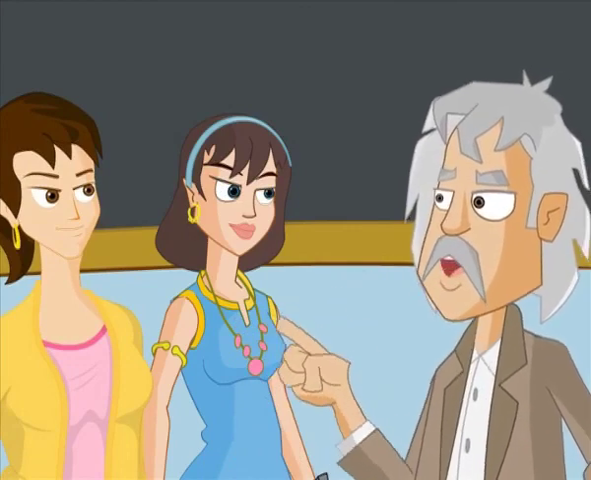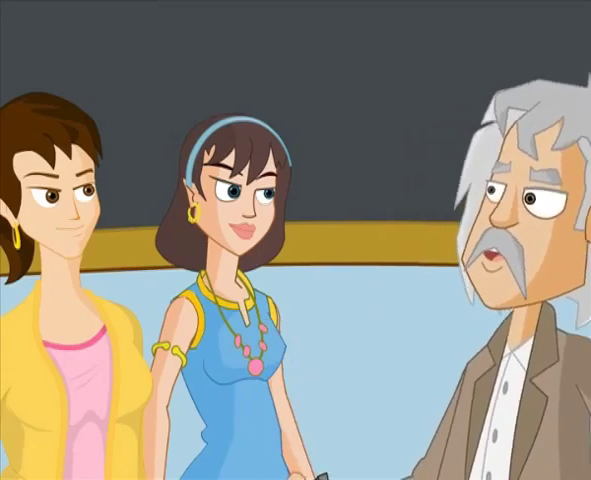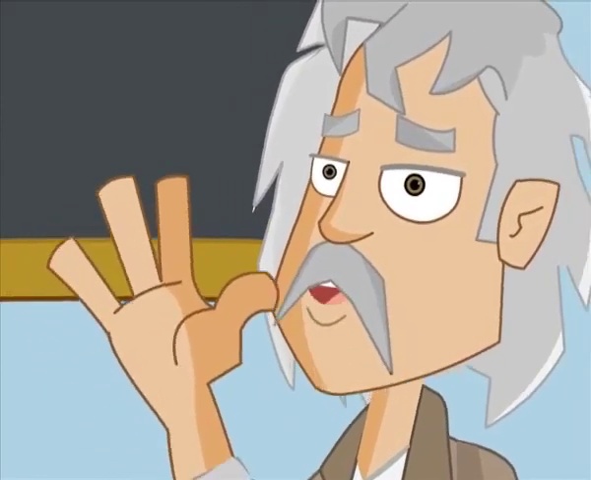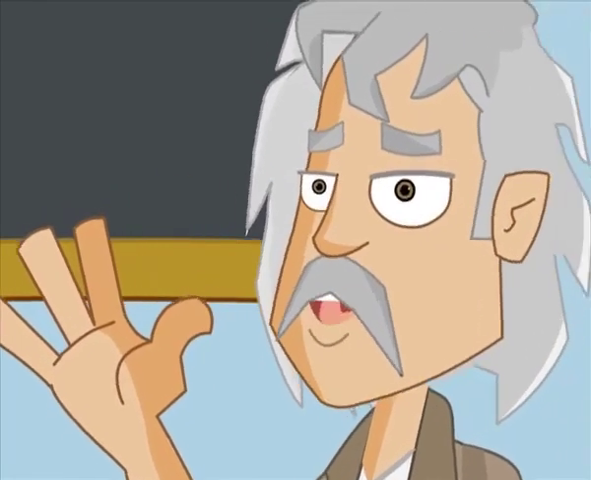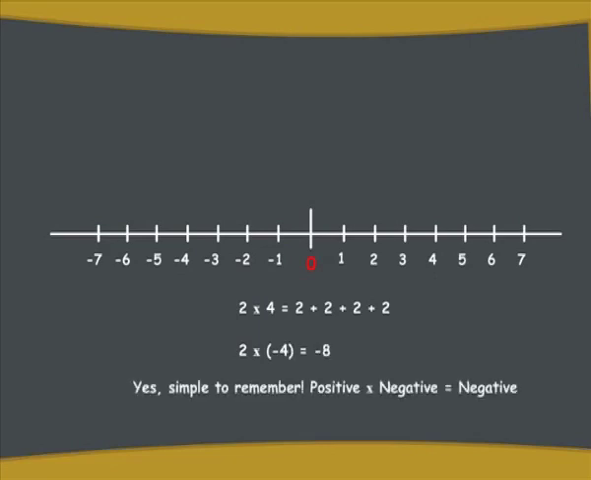Actually, multiplication involves 2 dimensions and gives the area. But don't confuse yourself. Multiplication is very much like repeated addition, especially when you are dealing with integers. So, 2 into 4 is equal to 2 plus 2 plus 2 plus 2. And 2 multiplied by minus 4 is equal to minus 8. Yes, simple to remember. Positive into negative is equal to negative.